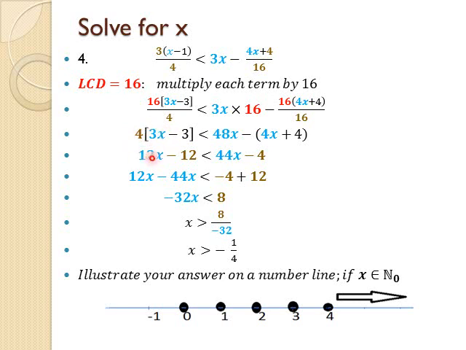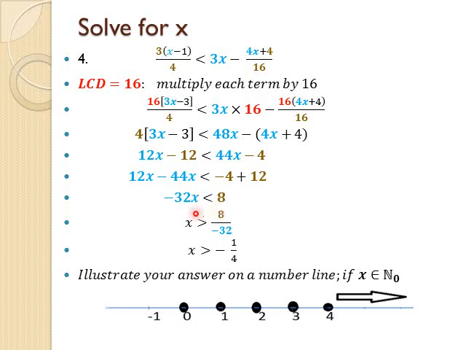4 times 3x gives me 12x. 4 times negative 3 would give me negative 12. 48x minus 4x would give me 44x. Negative times positive 4 becomes negative 4. So 12x minus 44x. If I take negative 12 over, become plus 12. Negative 4 plus 12. 12x minus 44x gives me negative 32x. And 12 minus 4, 8.